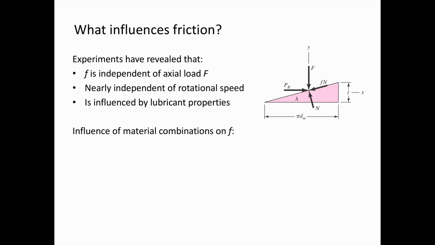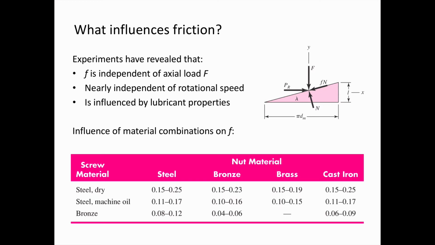For example, we can use different materials for the screw and the nut. Here's a table from your textbook showing 3 different screw materials and 4 different nut materials and the ranges of the coefficient of friction that are typically seen with these different combinations.